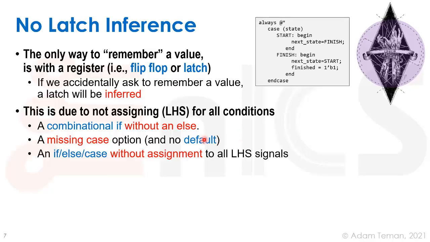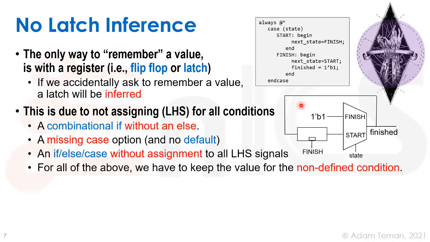Okay, a missing case option and no default. So what if we have some sort of a case option that doesn't appear here and no default? Then if we get to that case state, we're going to have to put latches to remember what the values on the left-hand side inside the cases are. And if we have an if, else, or a case without assignment to all left-hand side signals, that's basically what I showed you over here. So these are the three common cases of not assigning for all conditions.